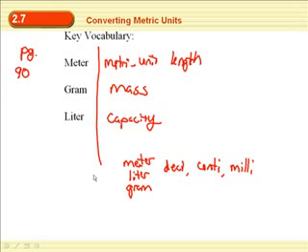And then we work our way up and we go to deca, and then we go to hecto, it's supposed to be an H, and then we go to kilo. Same thing over here: kiloliter, kilometer, kilogram, hectometer, hectoliter, hectogram, decameter, decaliter, decagram.